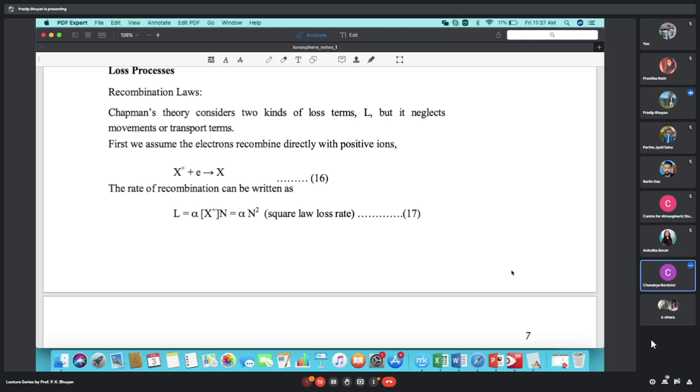They will move randomly, and along the path there may be some neutrals as well as some ionized species. If an electron is moving and in its path there is a positive ion, and if both of them collide, then they will recombine and form a neutral atom. So in equation 16, we assume that the electrons recombine directly with positive ions. They may not, but let us first assume that when an electron hits a positive ion, it immediately becomes a neutral.